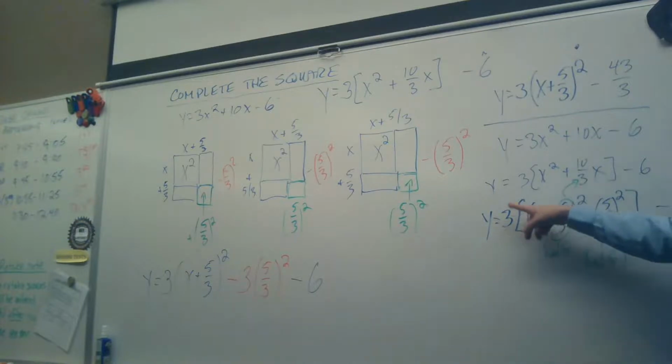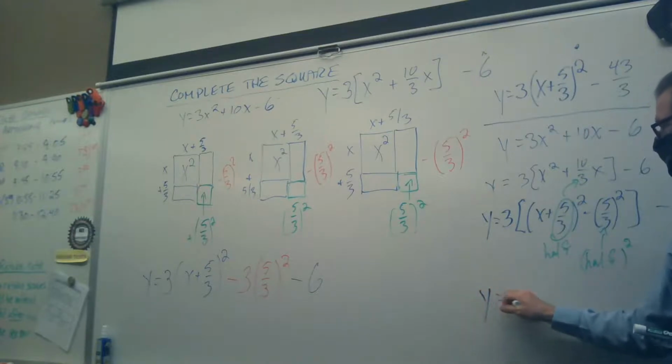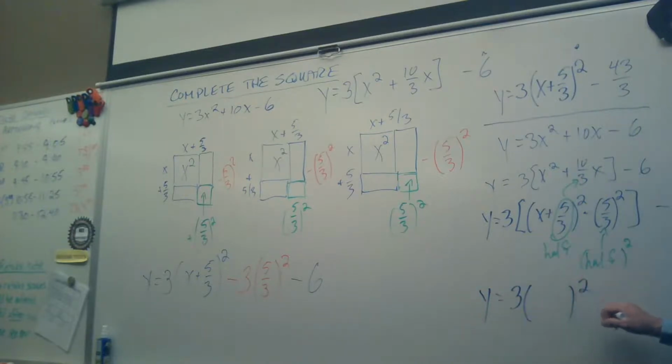And now I can distribute the 3 back in there and say, well, then therefore y equals 3 times the parentheses minus 3 times the half squared. And now I'm just simplifying. We cool with that? If you still feel more comfortable drawing the squares, I got no problem with that. Whatever strategy works best for you.